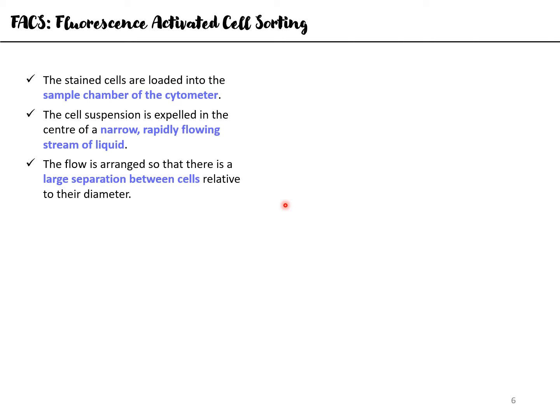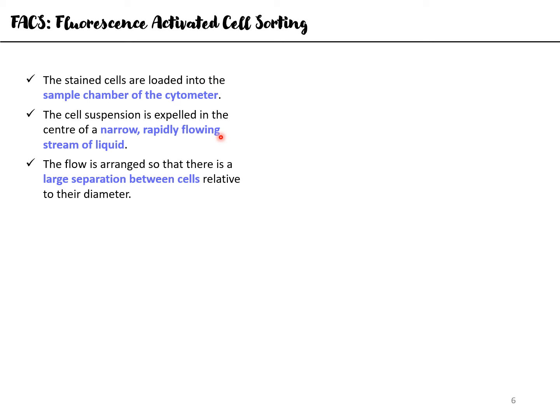Because what if there are two successive cells and one of them has a different fluorescence pattern and the other one has a completely different fluorescence pattern, and both of them have to be collected in separate containers. So you have to allow some gap in between these individual cells so as to allow the machine to be able to resolve these two successive cells.